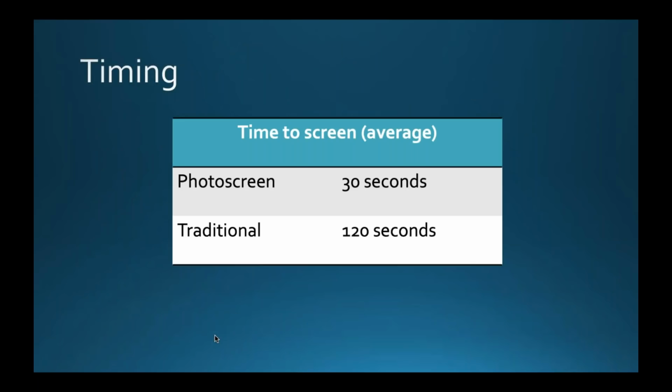So now looking at timing of the exams and which one is more time efficient. The photo screen on average took about 30 seconds per child. That's setting them up, putting them in the right place, making sure that their information is correct in the photo screener, and taking the picture. The picture itself takes just a few seconds when you're 1 meter away, where the traditional based screening took 120 seconds per child. So it took 4 times as long to screen children with the traditional screen than the photo screen.